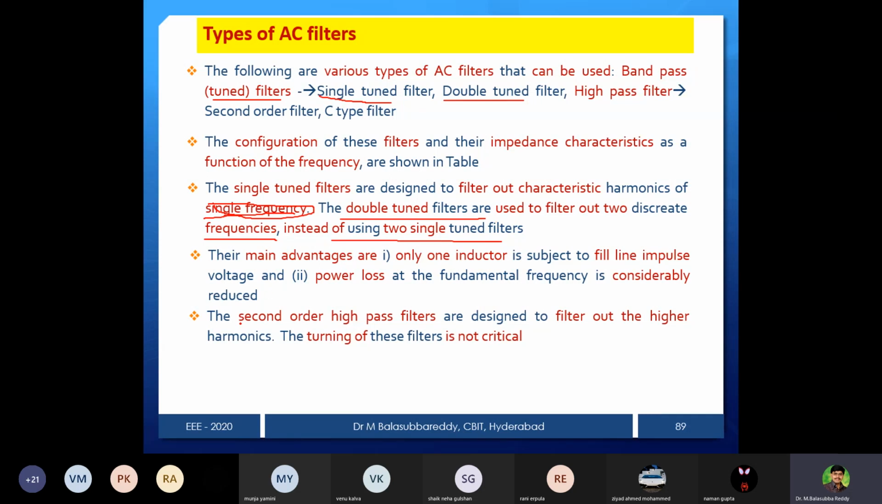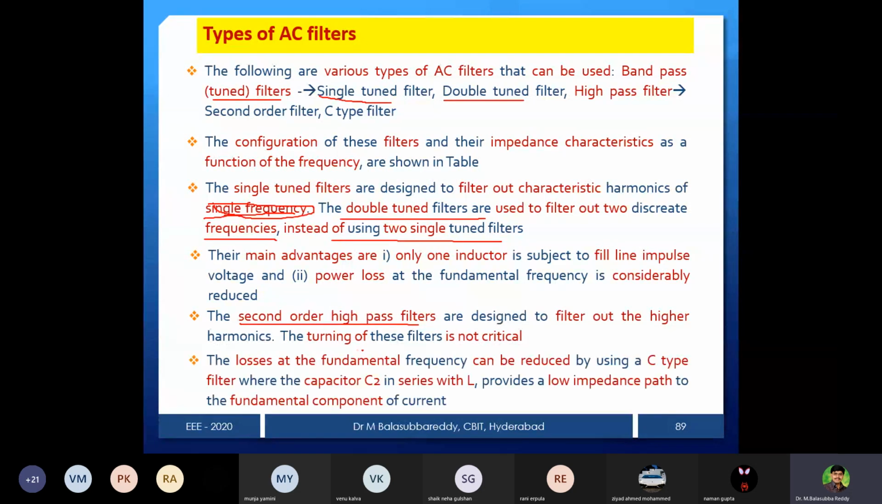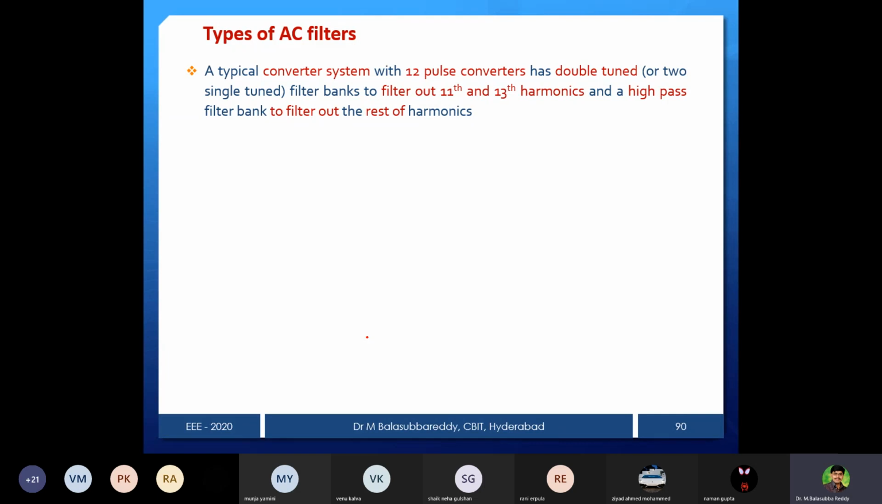So second order high pass filters are designed to filter out higher order harmonics. The tuning of these filters is not critical, because higher order harmonics themselves are of low magnitude, so tuning is not very difficult. The losses at the fundamental frequency can be reduced by using a C-type filter, where the capacitor C2 in series with L provides a low impedance path to the fundamental component of the current. So this is the connection for a C-type filter. I will show that diagram after this slide.